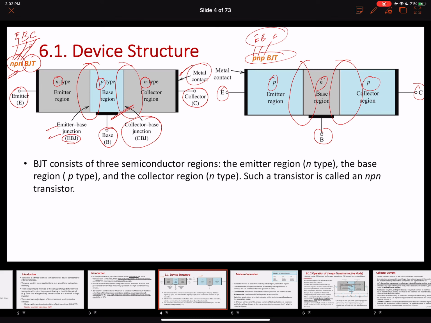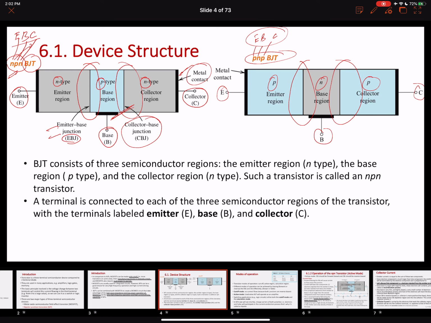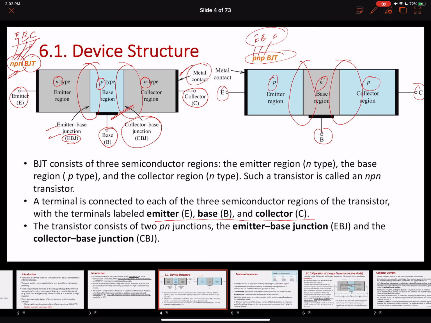So it is three extrinsic semiconductor regions combined. The second thing is that it forms two PN junctions, the emitter base junction and the collector base junction. Okay, so we have three terminals, emitter, base and collector, and two junctions, the emitter base junction and the collector base junction. And now we will realize that we can bias a PN junction as forward bias and reverse bias.